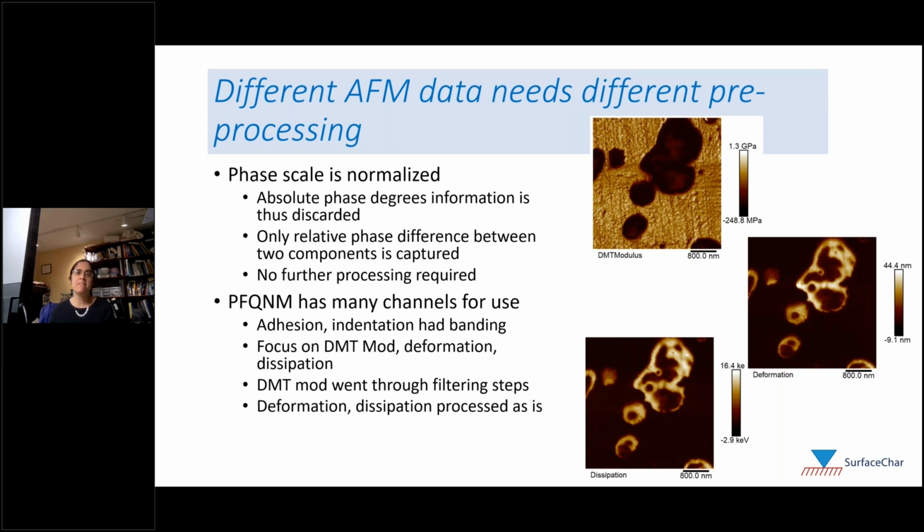And then the different AFM data needed different pre-processing. For our phase scale, we simply normalized the data so that the absolute phase degree information was discarded and only the relative phase between the 2 components was captured. For peak force, there are a lot of different channels collected. There was banding in the adhesion and indentation, so we decided to focus instead on the DMT modulus, deformation and dissipation. The DMT modulus we had to clean up and filter, and the deformation and dissipation were very clean data that we could use as is.